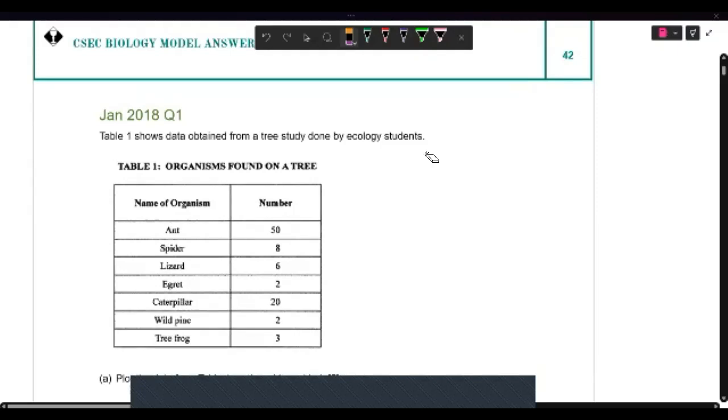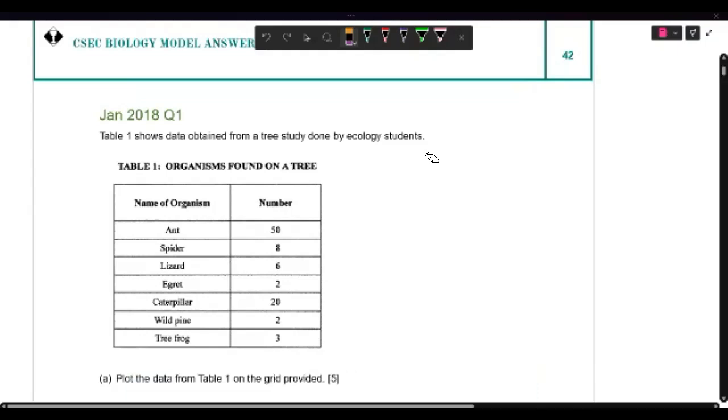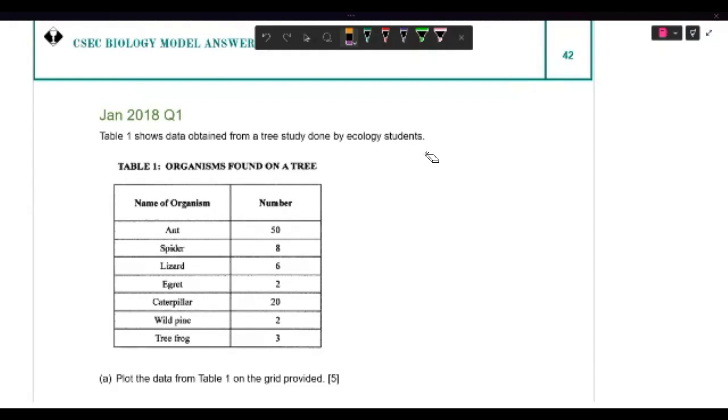Right, so we're back. January 2018. So let's take a look at questions 1 to 3. And here we start with a table that lists organisms found on a tree. This data came from a study done by ecology students.